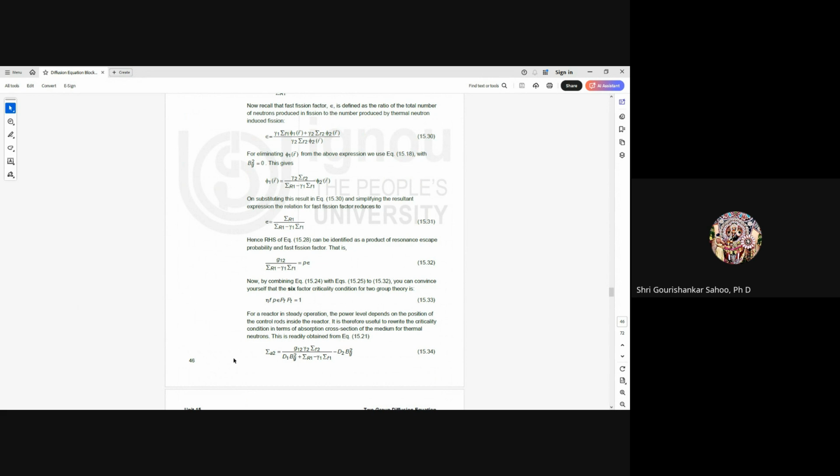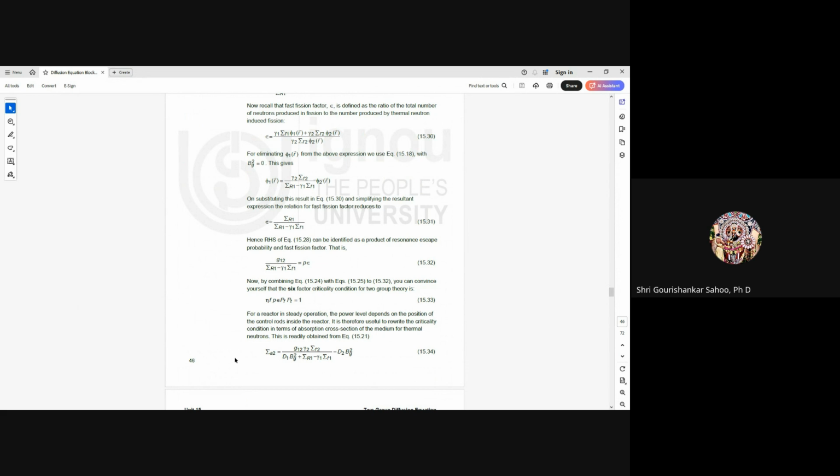Now your first fission factor epsilon is equal to sigma R1 by sigma R1 minus gamma 1 sigma F1. So the right hand side can be identified as a product of resonance escape probability and first fission factor. So your G12 by sigma R1 minus gamma 1 sigma F1 is equal to P epsilon. So the critical condition for two group theory is eta F P epsilon P F P T is equal to 0.